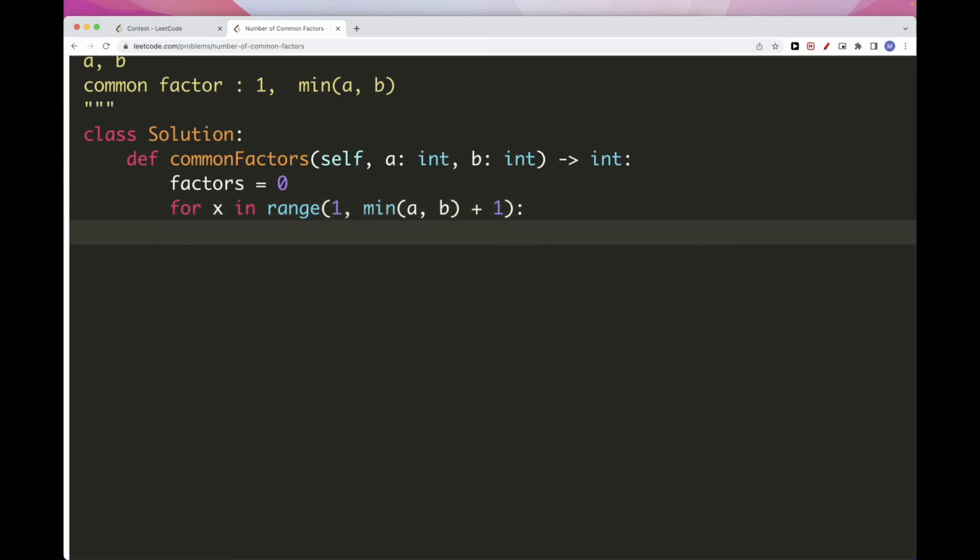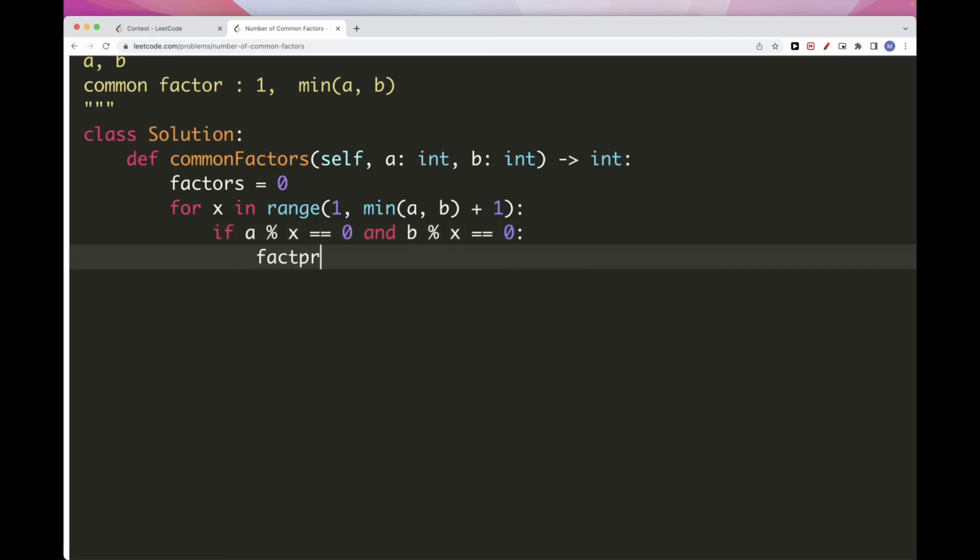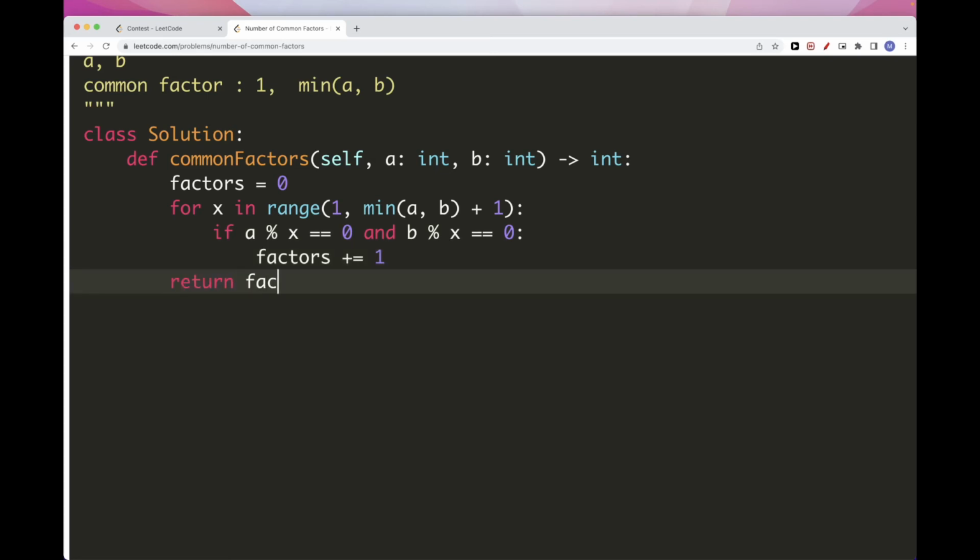And so here, when is it a common factor? If it divides both. So if a modulo x is 0 and b modulo x is 0, which means it divides both, then we need to count it. And so we do plus 1, and then we return factors. So very straightforward. Notice we didn't start at 0, because 0 doesn't divide anything, since division by 0 is not valid, right?